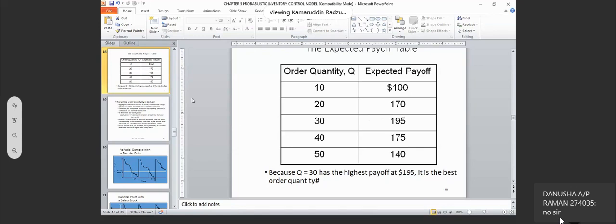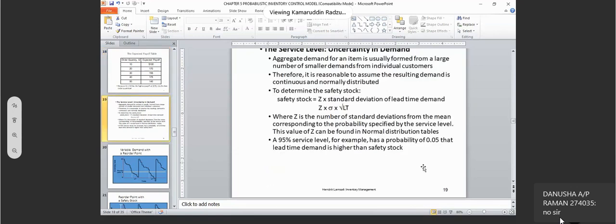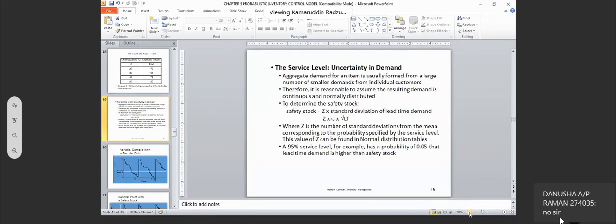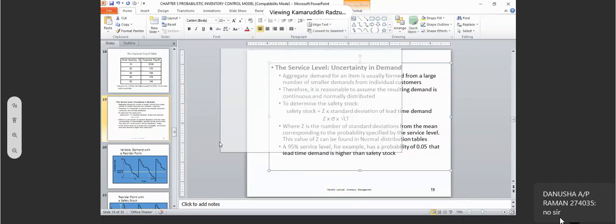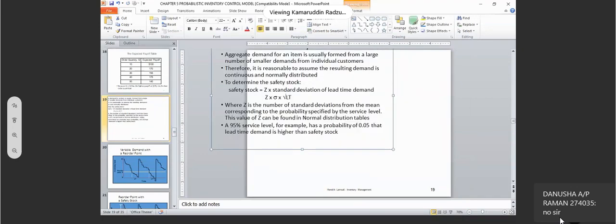Okay, habislah bahagian single period model. Okay, ada lagi soalan? Ada sebelum tu ada soalan? Saya tertarik pula dah.